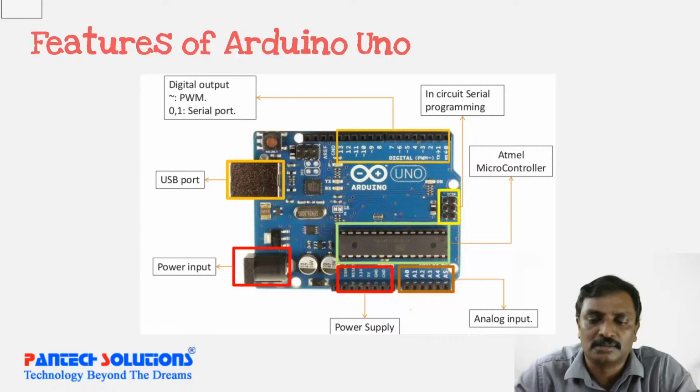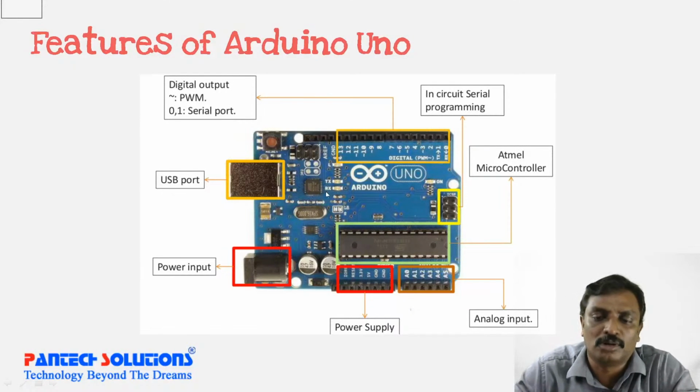This DIP IC is the microcontroller part, and this is the crystal on the board, and this chip is the FT232, which is a serial port to USB converter. So you could use this board either as a USB to serial converter, or you could use this USB port for programming, and it can also be used for serial port programming. Okay, so these are the features of Arduino Uno.